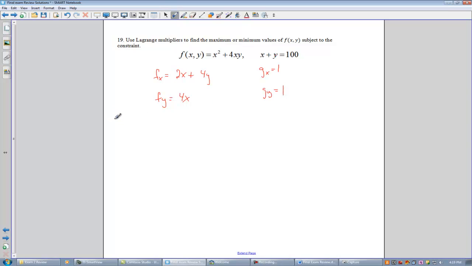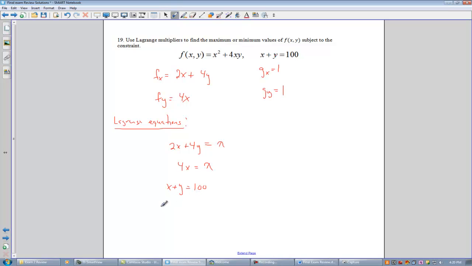You make these Lagrange equations. Right? So you have f sub x, which is 2x plus 4y, equal to lambda times g sub x, so just lambda, because lambda times 1 is lambda. And you have 4x, f sub y, equal to lambda times g sub y, which again is just lambda. And then down here you have x plus y is equal to 100. And you want to solve this system of equations.